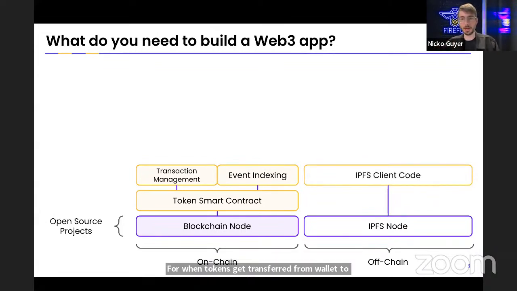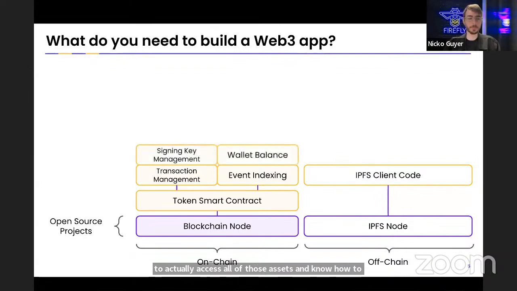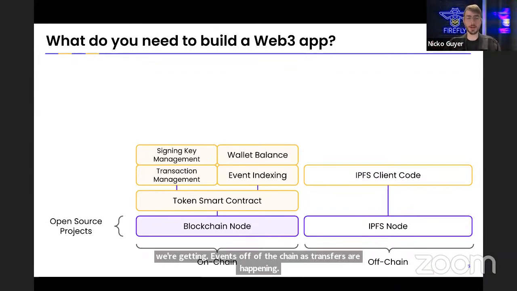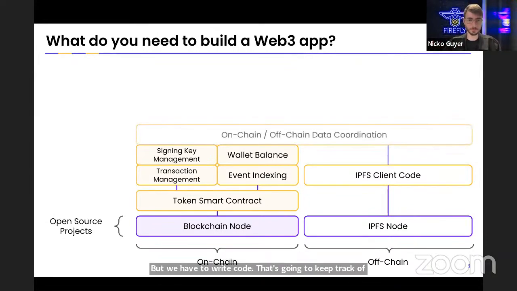Over on the off-chain side, we're going to need some code to actually access all of those assets and know how to get them, how to download them, where to put them, that sort of thing. We're going to need some code that's going to manage all of our signing keys. We're going to need some code that is going to keep track of the balances of certain wallets. So we're getting events off of the chain as transfers are happening, but we have to write code that's going to keep track of who owns what token and how many tokens they have.